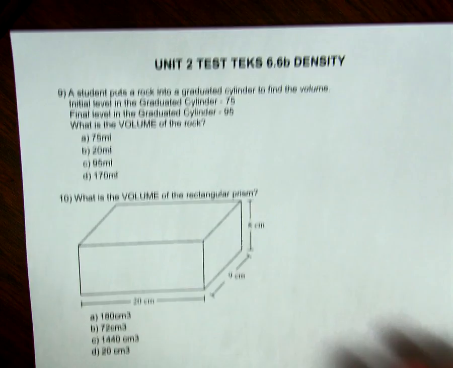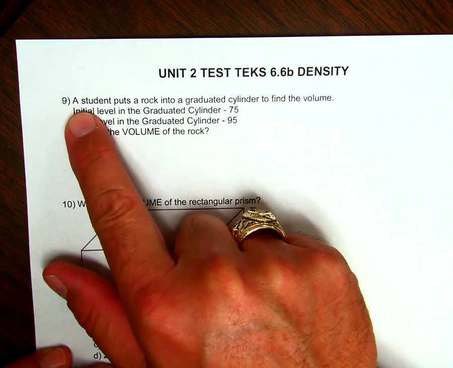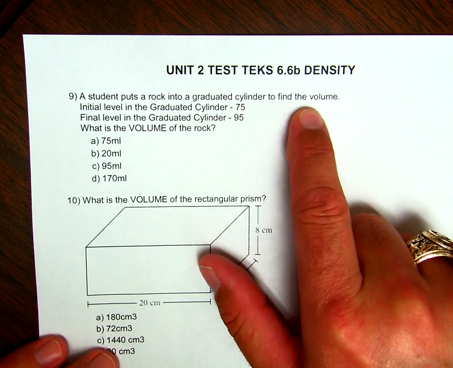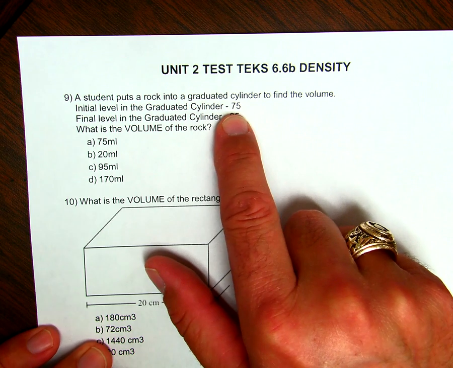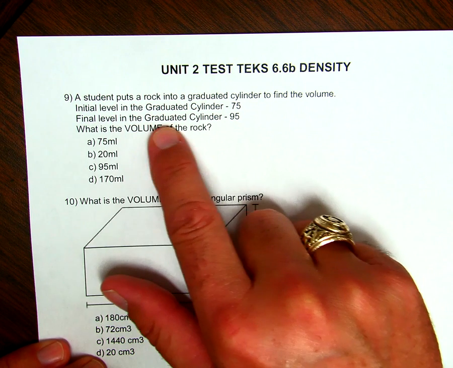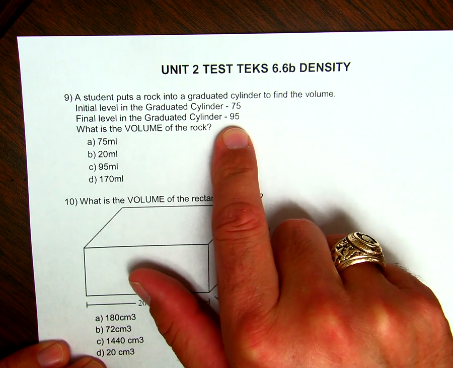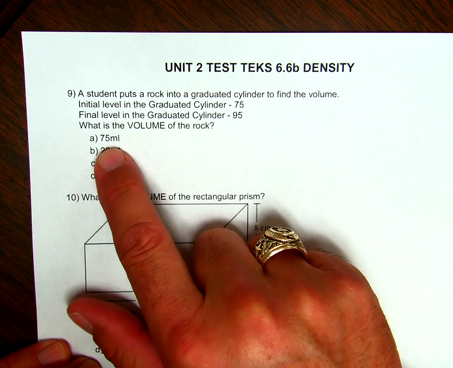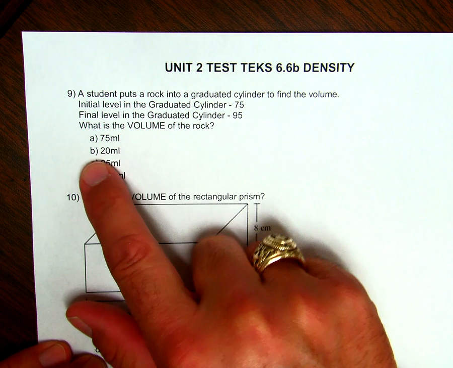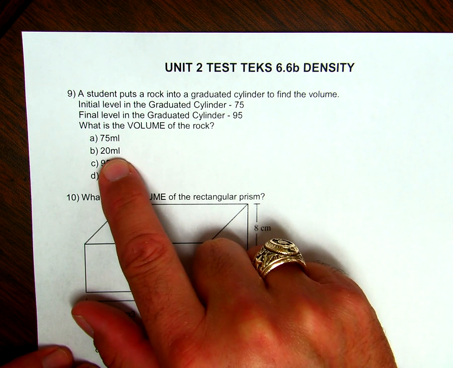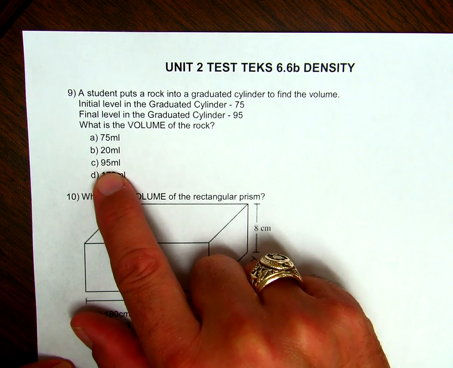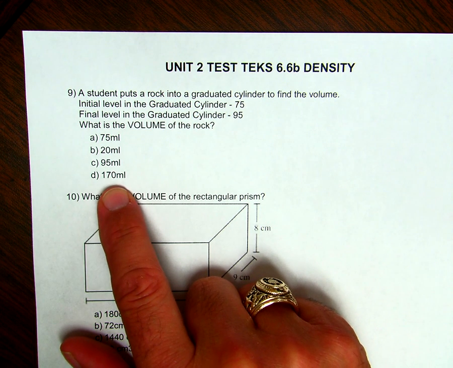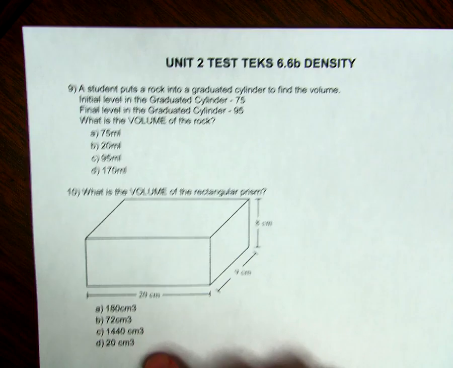On to number 9. Number 9, a student puts a rock into a graduated cylinder to find the volume. The initial level of the graduated cylinder is 75 milliliters. The final level of the graduated cylinder with the rock is 95 milliliters. What is the volume of the rock? Is it A, 75 milliliters, B, 20 milliliters, C, 95 milliliters, or D, 170 milliliters? What is the volume of the rock?